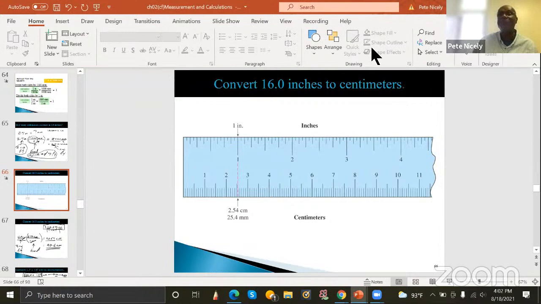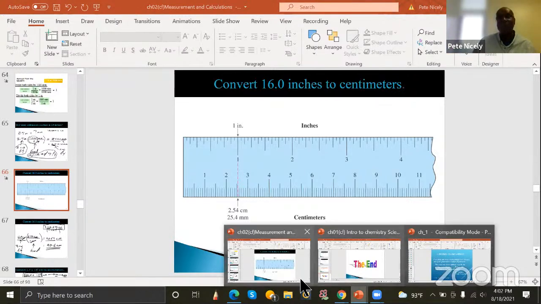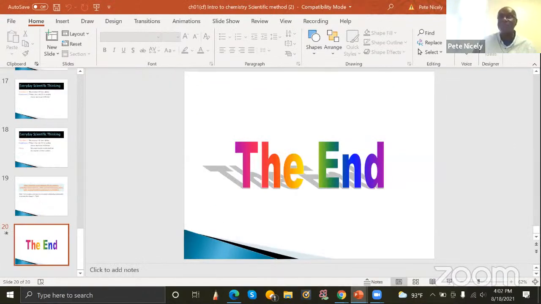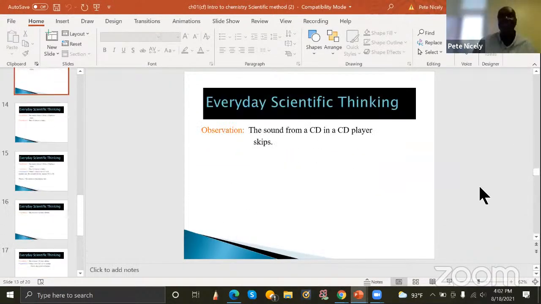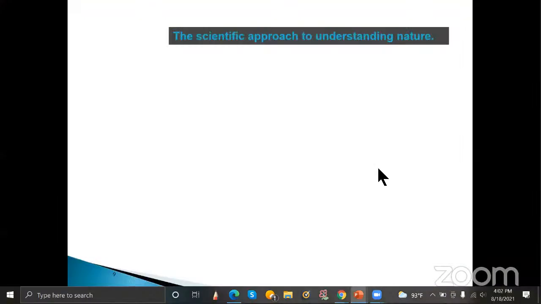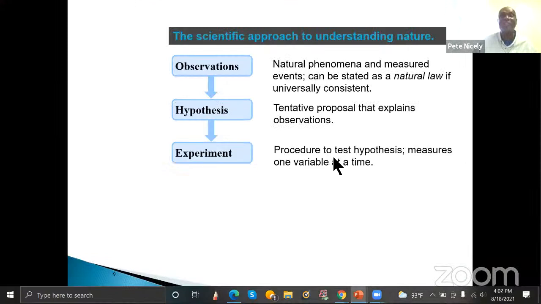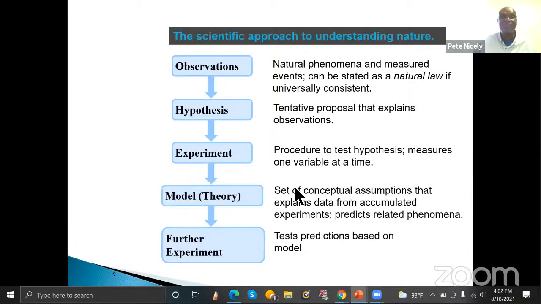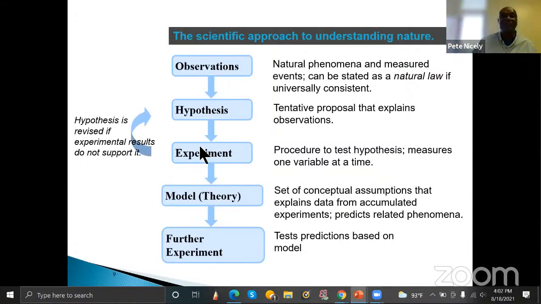Okay, so what we're going to do is continue from where we left off the last time. The last time we were talking about the scientific method. Let me get to the right PowerPoint slide. This flow chart basically summarizes what is taking place. I'm just going to go through this briefly because we covered it already.